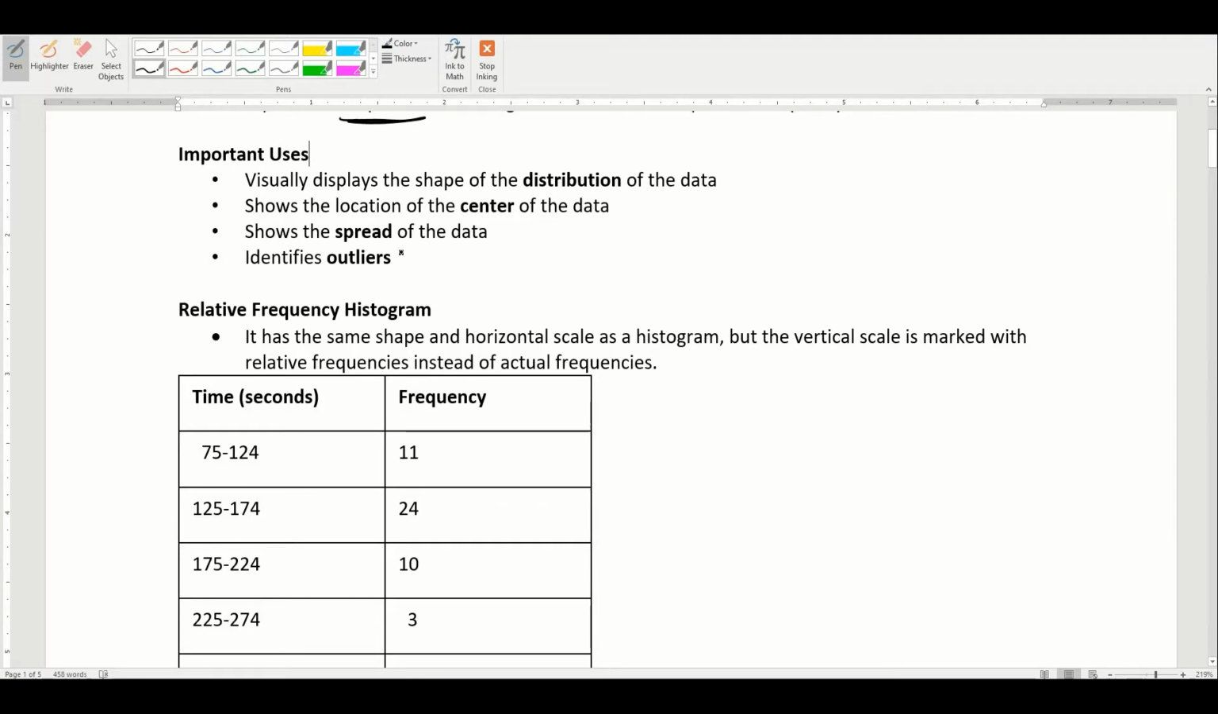It tells you how far spread out the data values are. If there's a lot of bars, the data values are spread out. Outliers, you may have all kinds of bars and then have nothing and then have like another one. That's like an outlier.